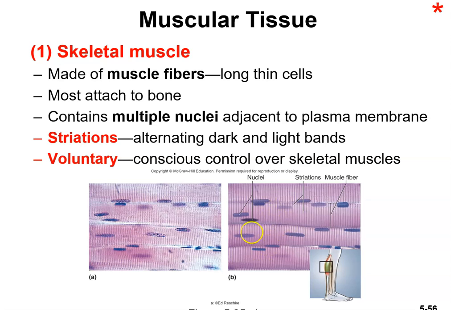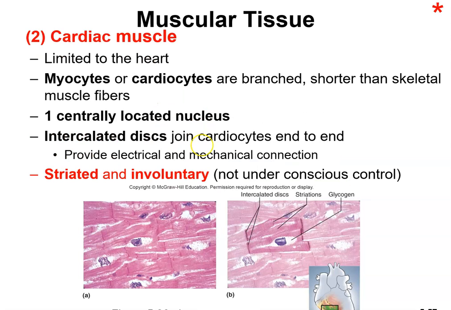The skeletal muscle is striated, so it has alternating dark and light bands. Each band represents a contractile unit called a sarcomere, which we're going to talk about in later chapters. As you can see, the skeletal muscle cell is really, really long. This is one cell. It has multiple nuclei and multiple striations. They attach to the bone, okay? They are for movement.